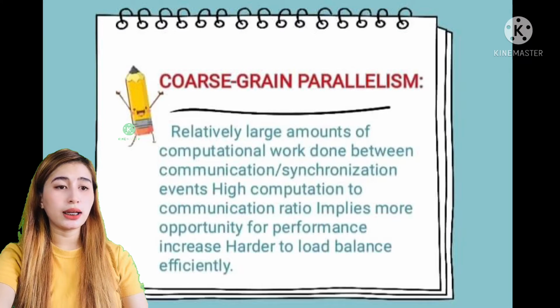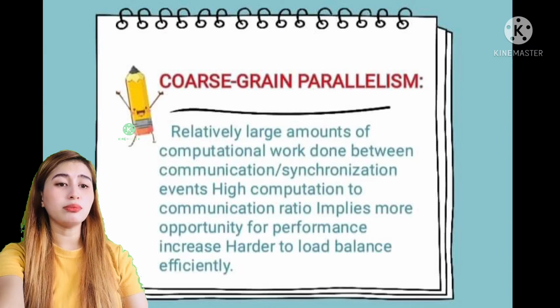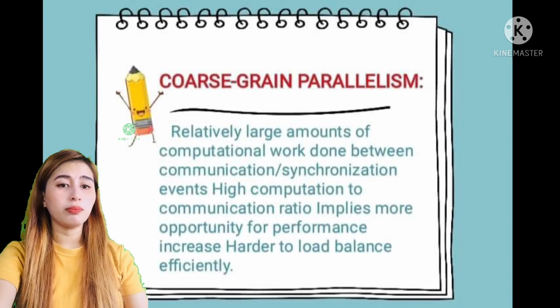So, in coarse-grained parallelism, a relatively large amount of computational work is done between communication and synchronization events, with a high computation to communication ratio. This implies more opportunity for performance increase, but it is harder to load balance efficiently. A program is divided into large tasks in coarse-grained parallelism. As a result, processors perform a significant amount of computation. This could lead to load imbalance, with some jobs processing the majority of the data while others sit idle.